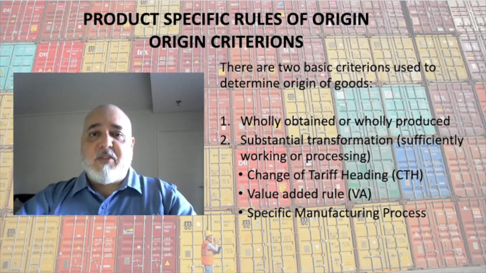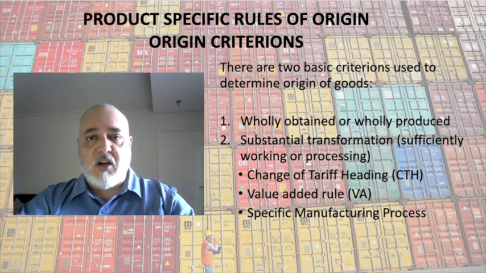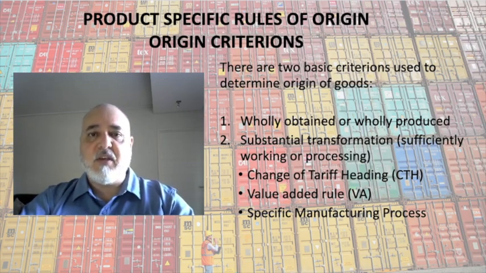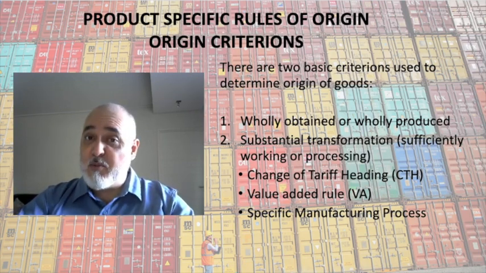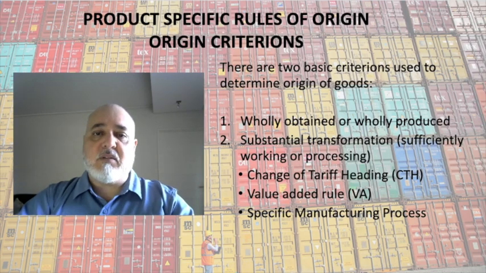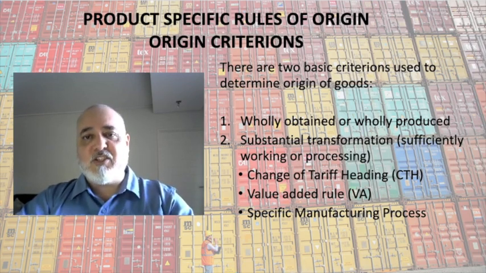Now, the third method is the specific manufacturing process, which means that a particular manufacturing process must be carried out in the country of origin for the product to be considered as originating in that country. For example, if a product is made of imported raw material but must undergo a particular manufacturing process in the country of origin, the product is considered to be originating in that country.